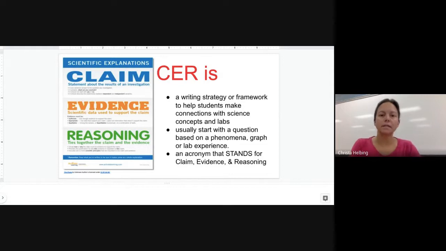Today we're going to look at what CER is and kind of step through the process of using CER in the science classroom. CER stands for Claim Evidence Reasoning. So CER is the acronym. And what we use CER for is a framework for us to answer questions based on a phenomenon or an experience, analyze the information on a graph, or answer the question in an experiment. So, claim evidence reasoning are these steps to be able to answer those questions, to analyze those graphs.